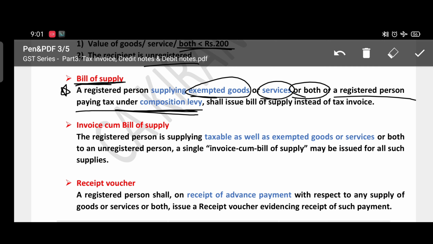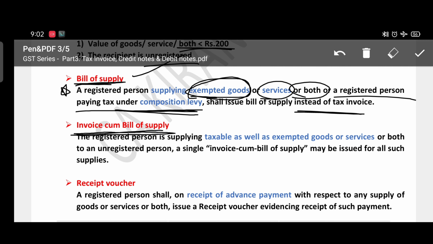Under the composition levy, you must know that the tax needs to be paid on the taxable value only. He is not able to take any input. So in such cases also a bill of supply needs to be issued instead of a tax invoice, because for exempted goods or services there is no involvement of tax, so it is not required to issue a tax invoice mandatorily. A bill of supply is sufficient.